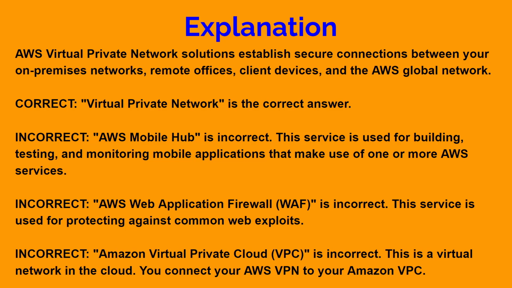Correct. Virtual Private Network is the correct answer. Incorrect. AWS Mobile Hub is incorrect. This service is used for building, testing, and monitoring mobile applications that make use of one or more AWS services. Incorrect. AWS Web Application Firewall, WAF, is incorrect. This service is used for protecting against common web exploits. Incorrect. Amazon Virtual Private Cloud, VPC, is incorrect. This is a virtual network in the cloud. You connect your AWS VPN to your Amazon VPC.